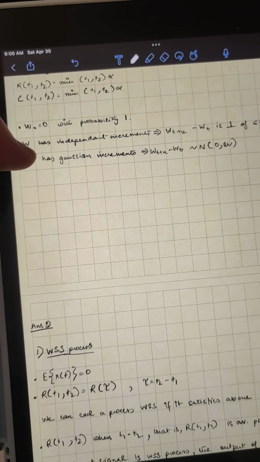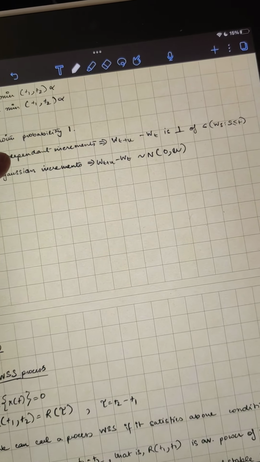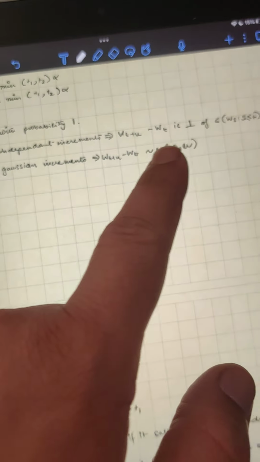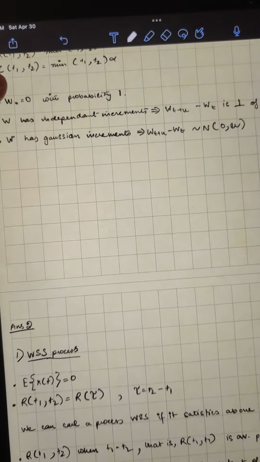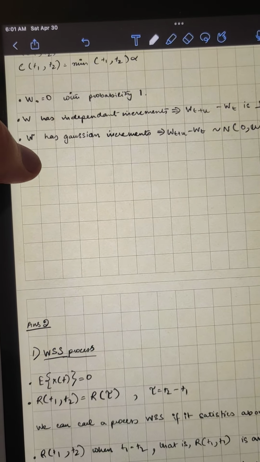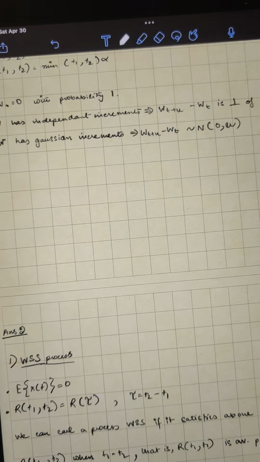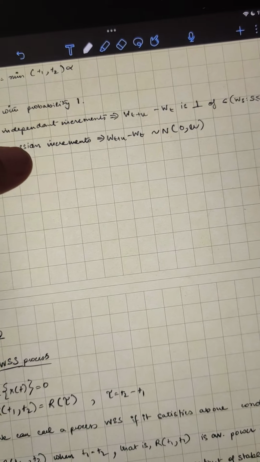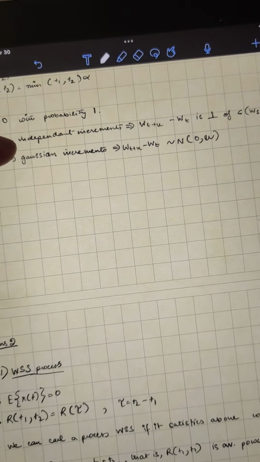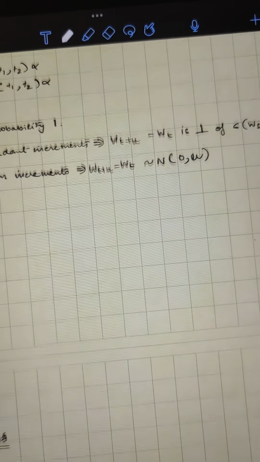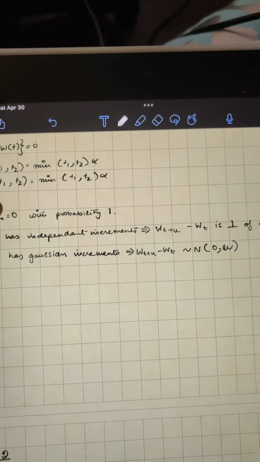That is when Wt has independent increments. As you can see, when this is the case, then it is independent of variance, and W has Gaussian. When it has Gaussian increments, then this is basically normal density with 0 mean and variance u.